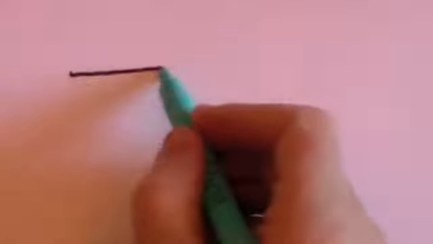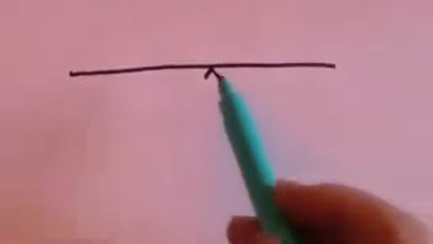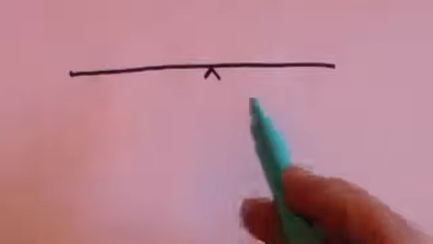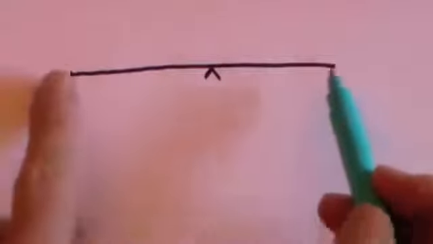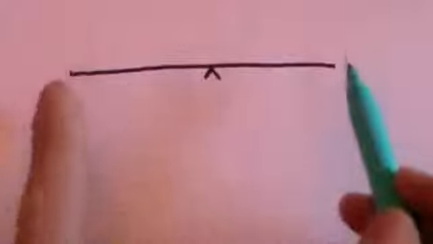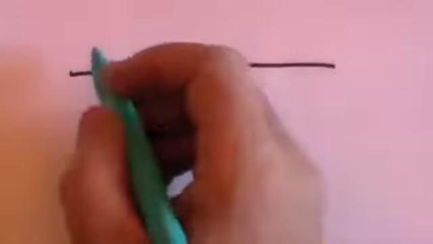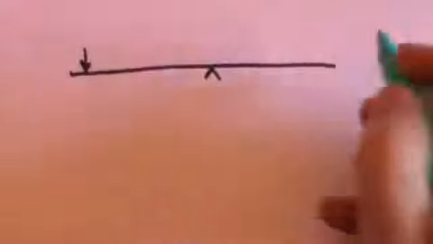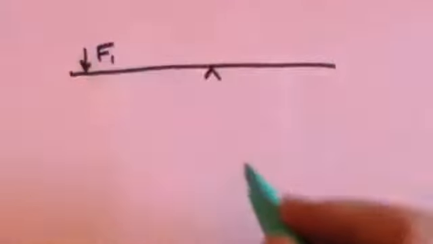So now let's consider a seesaw. A seesaw is of course an object which swivels. It has a turning point or a pivot or a fulcrum, and it can obviously swivel up and down. That's how seesaws work. And what we do is we can put a force on this side, let's call that a force F1.